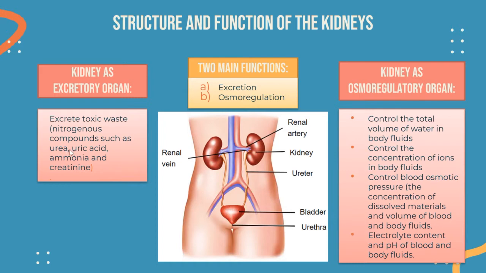The other toxic wastes are uric acid, ammonia, and also creatinine. All of these are waste products or toxic waste that need to be excreted from our body. Okay, so the second function of the kidney.